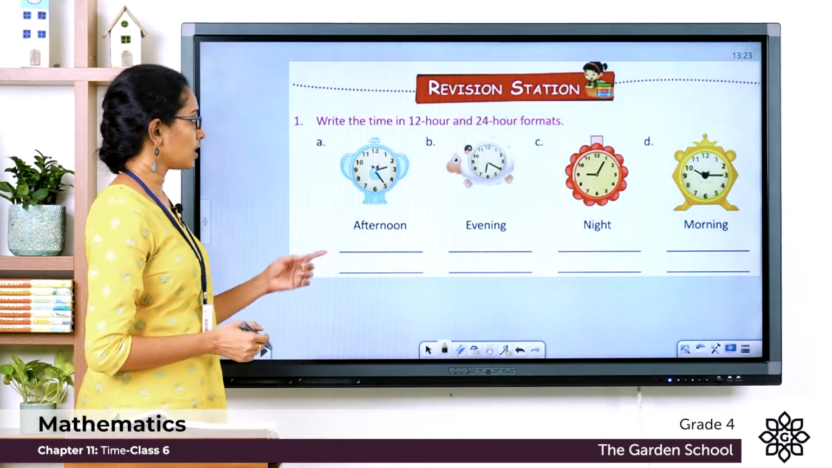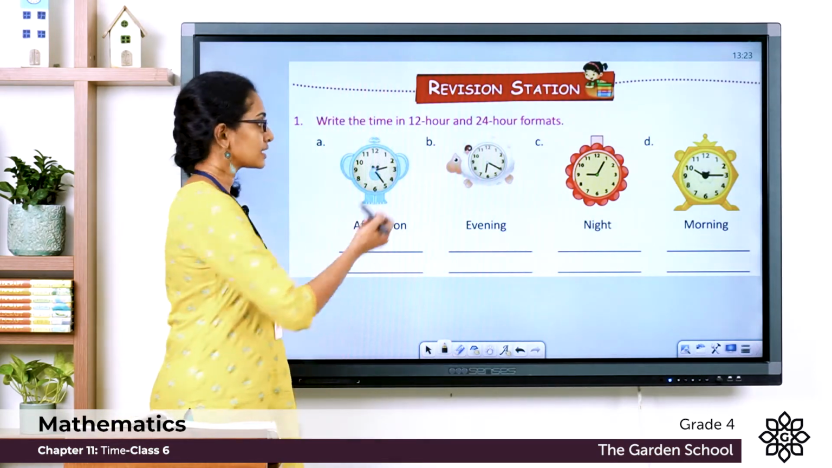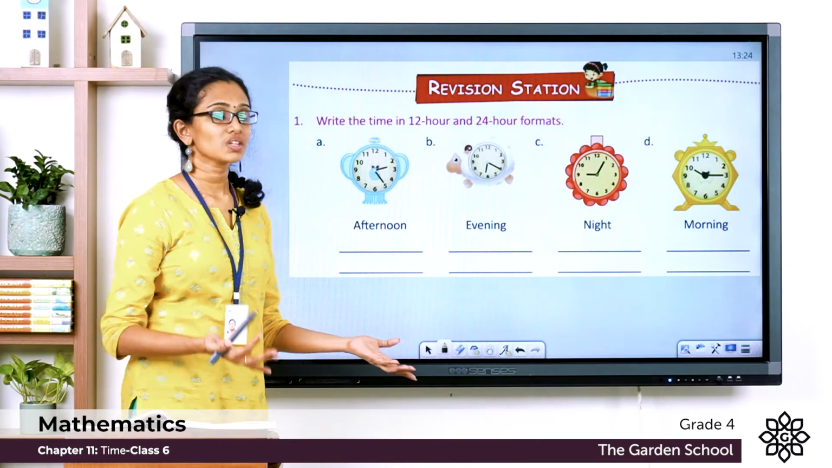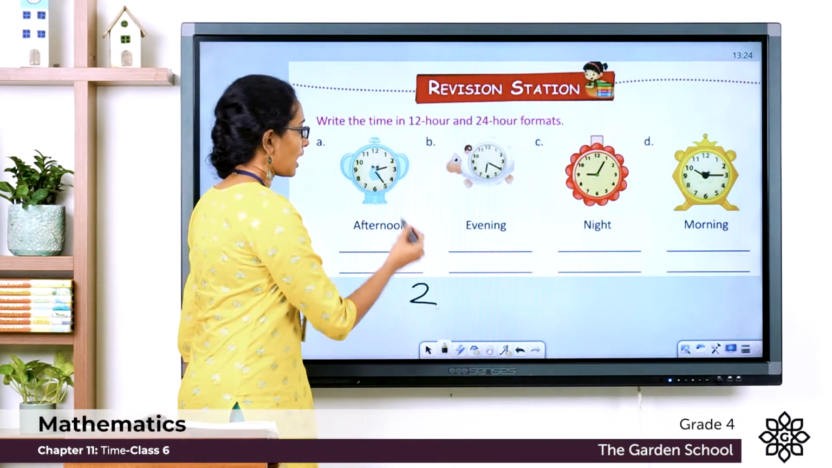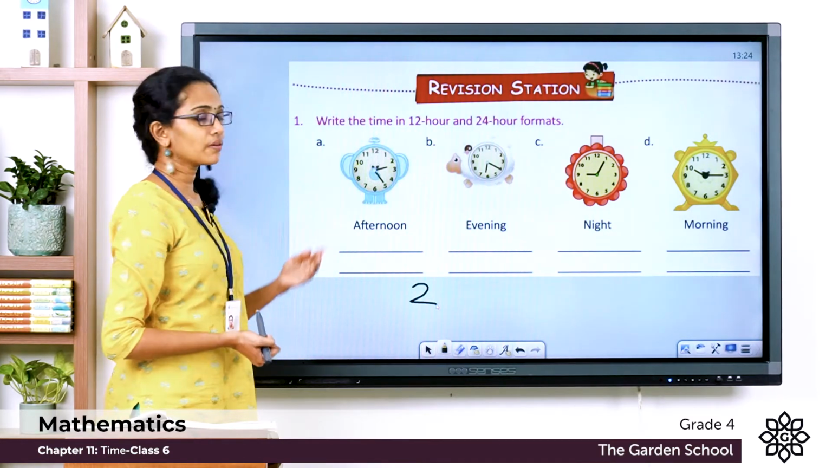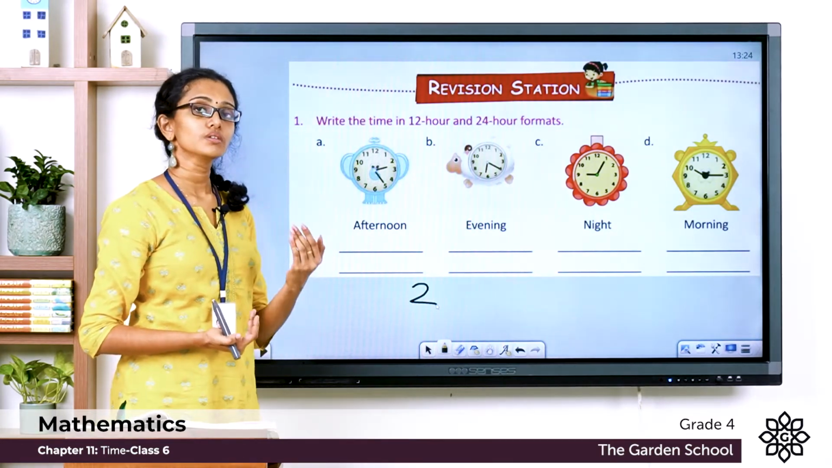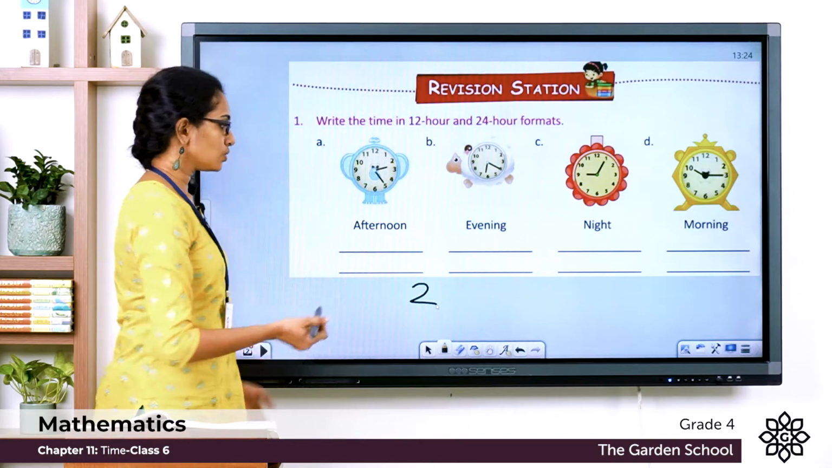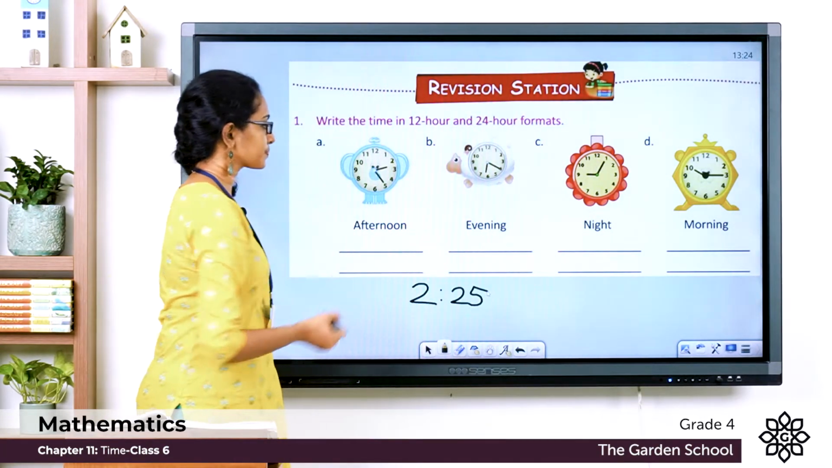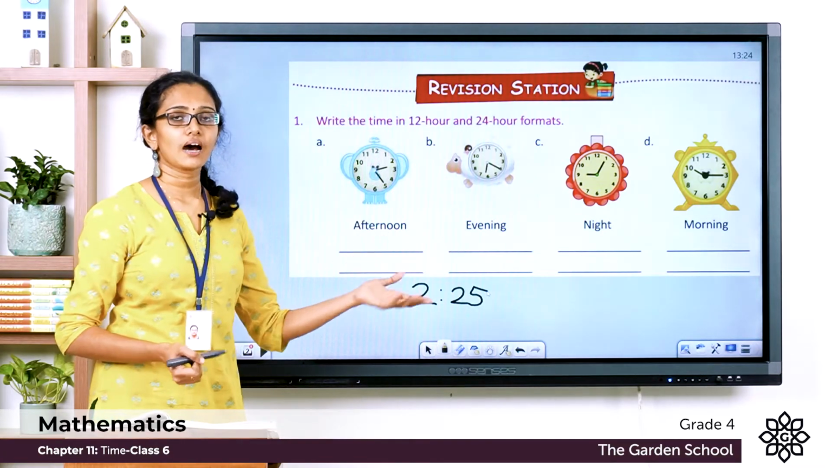See, in the first clock, where is the hour hand? The hour hand is between 2 and 3. So, the hour is 2. And what about the minute hand? The minute hand is pointed to the number 5, which corresponds to 25 minutes. So, the time is 2:25, and here it is mentioned as afternoon.